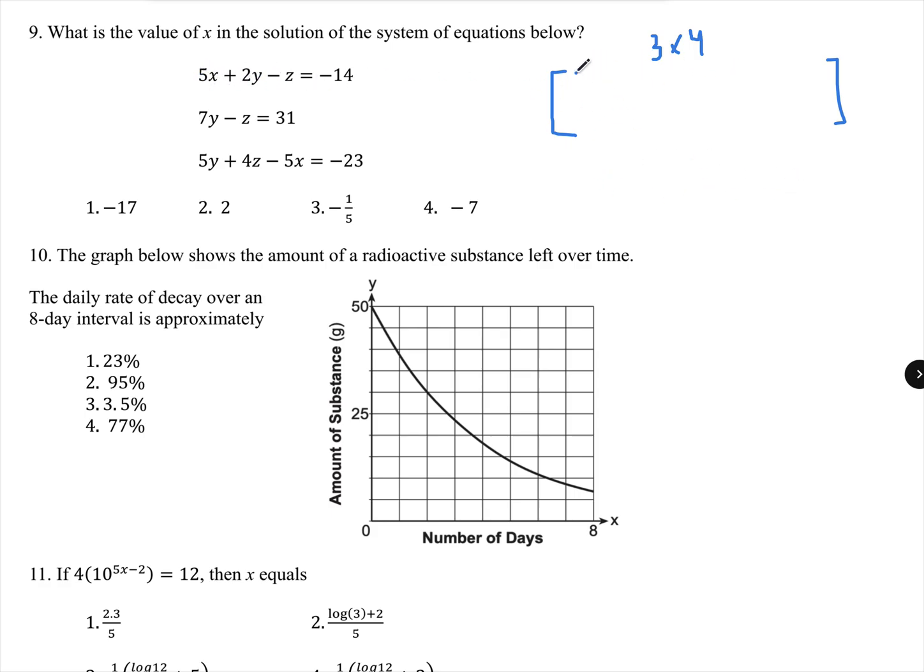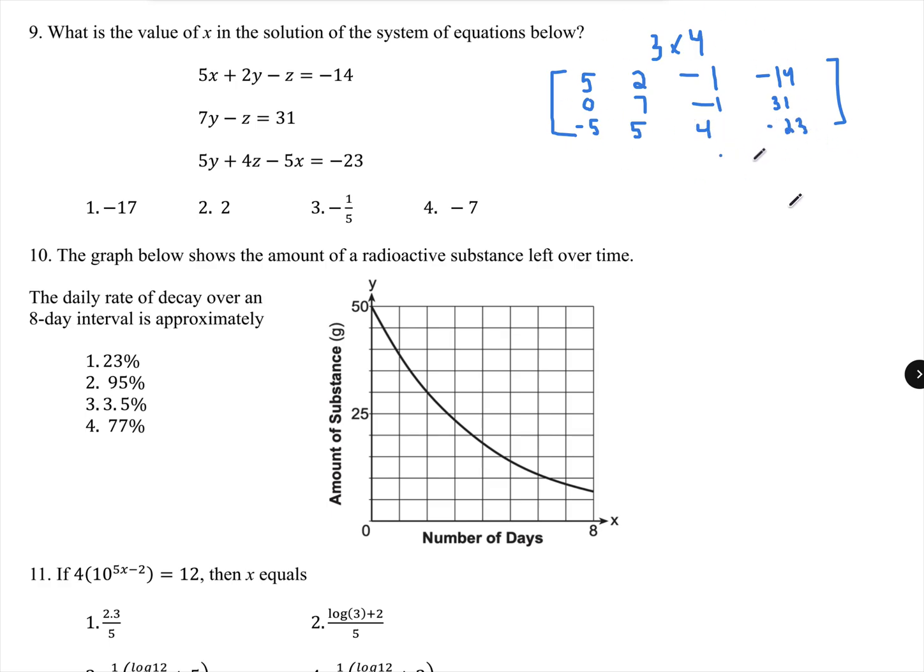So my first row would be a 5, positive 2, -1, -14. Second row, there is no x value, so that's just a 0, 7, -1, and 31. And then my third row, I have to make sure I'm looking for my x value, so that's actually -5. My y value is still 5, and my z value is 4, -23.